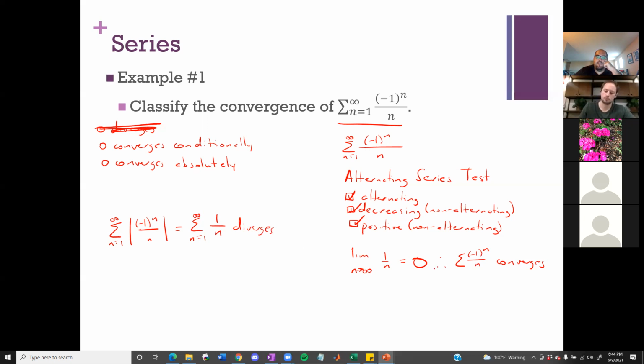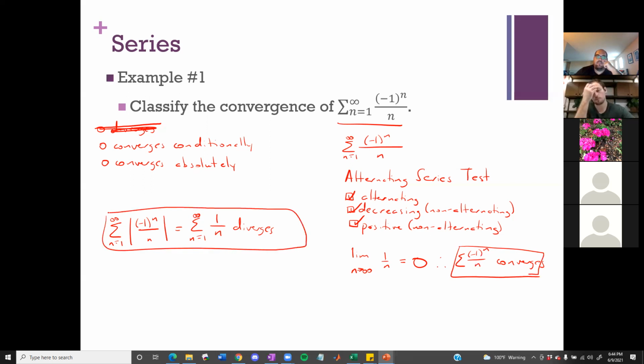So, because the series as written converges, but the absolute value diverges, is that conditional convergence or absolute convergence? Conditional convergence. Basically, the only way this series converges is if I have it alternate. If I take away the alternation, it fails to converge. Any questions on this first one here?